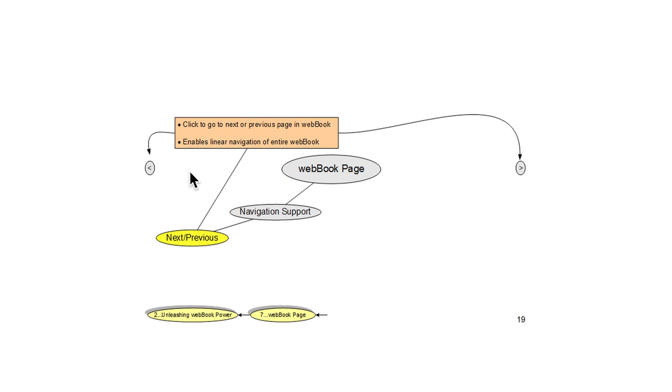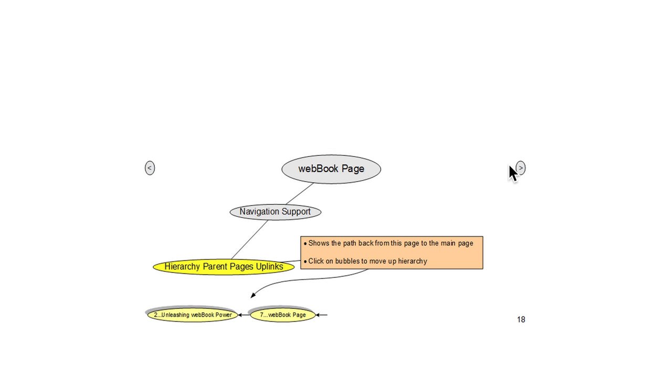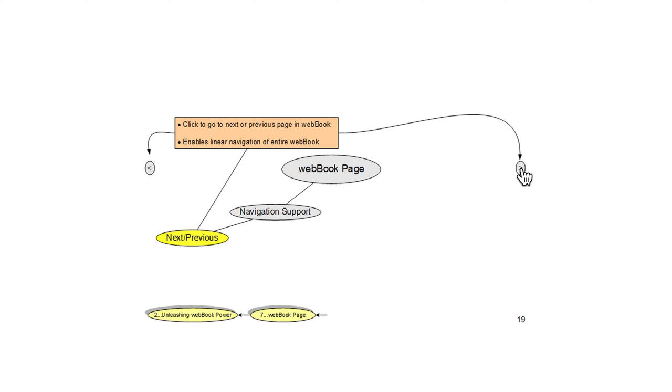Here we have these arrows on either side of the page. One takes you to the next page, and the other takes you to the previous page of the webbook. That's handy if you actually want to navigate the webbook page by page in a linear fashion. And sometimes you do want to do that.